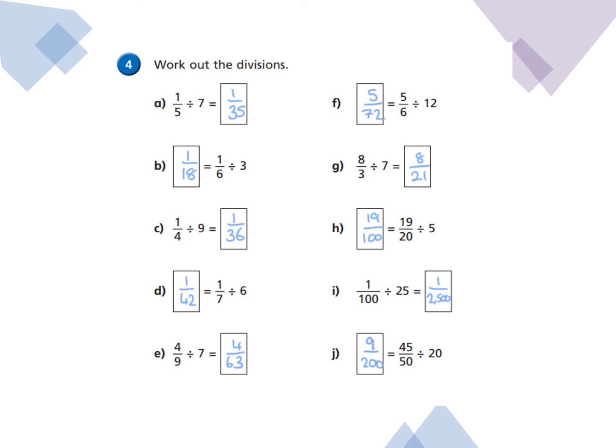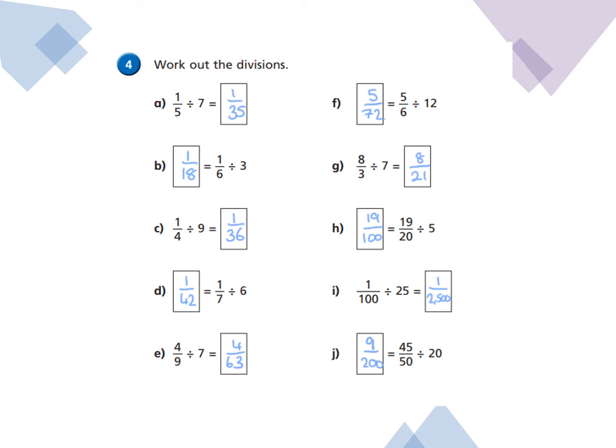For B, it's 1/18. You keep the 1 the same, but 3 and 6 give you 18. C, 1/4 divided by 9. That's going to give you an answer of 1/36. Why? Because we keep the 1 as our numerator, but we've got 1/4 divided by 9. Therefore, we need to do the calculation of 4 times 9, and that gives us a denominator of 36. That denominator is so much smaller now because we've divided it by 9. For D, we've got an answer of 1/42.